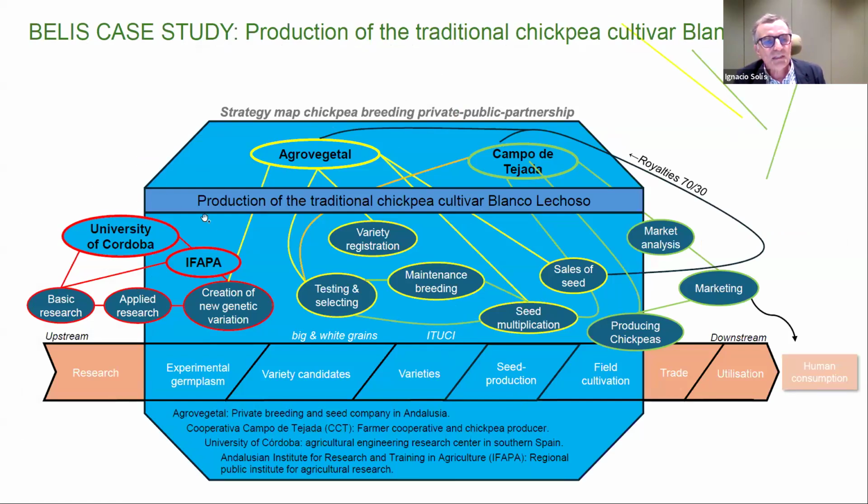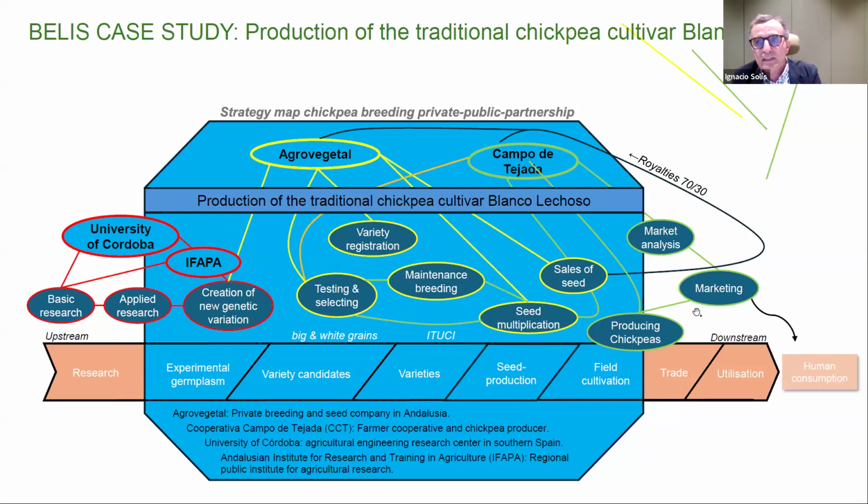At the beginning of the chain are the University of Córdoba and IFAPA, doing basic research, applied research, and creation of new genetic variation. Later, Agrovegetal is involved in testing, selecting, and variety registration, and also the maintenance and breeding of the new cultivars. And finally, the cooperative Campo de Tejada is involved in seed multiplication, sales of seeds, and also producing chickpeas and marketing the harvest.